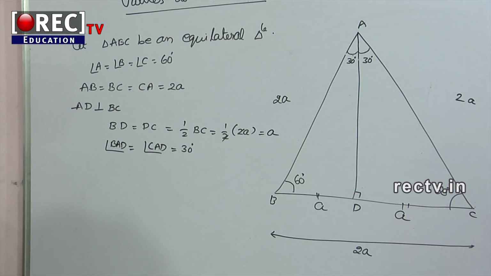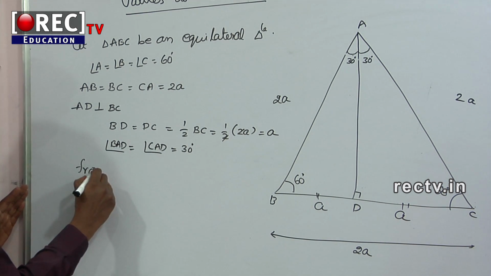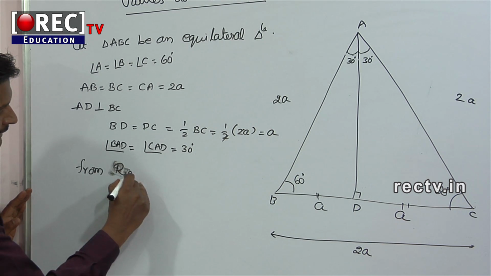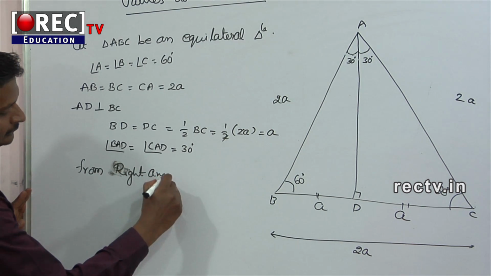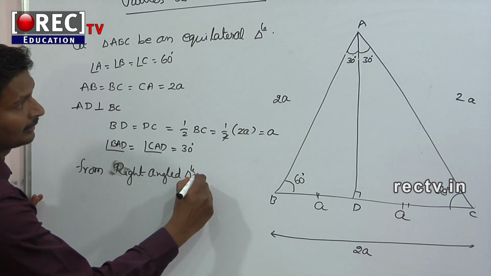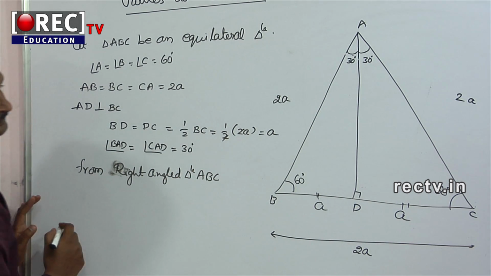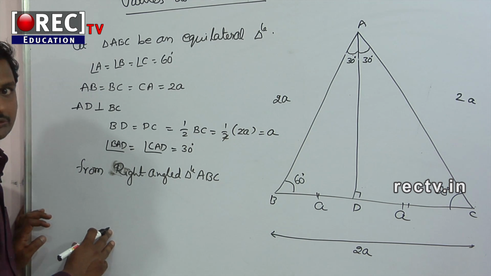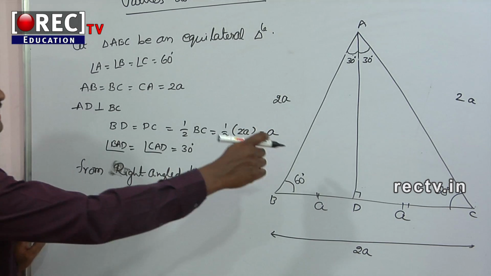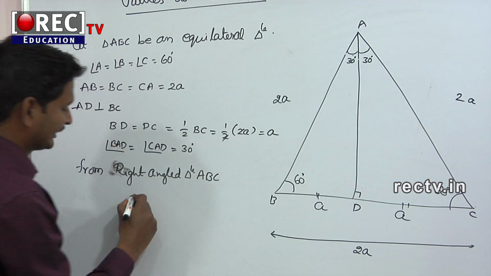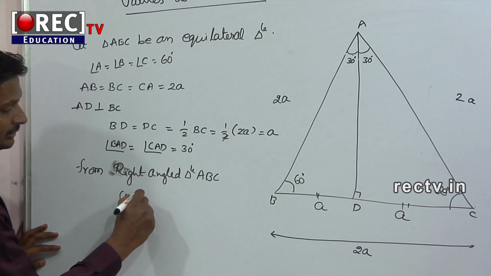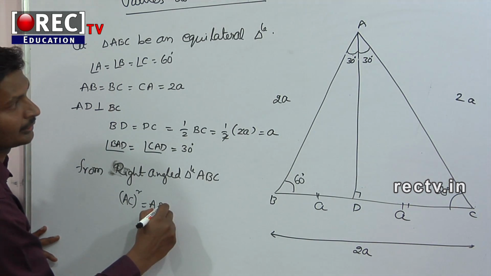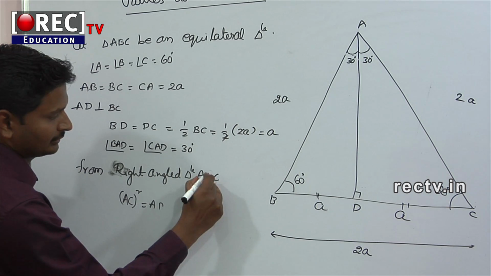Now from right angle triangle ADC, hypotenuse whole square is equal to side 1 square plus side 2 square by using Pythagoras theorem. So here the hypotenuse is AC. The square of hypotenuse AC square is equal to side 1 AD square plus DC square.